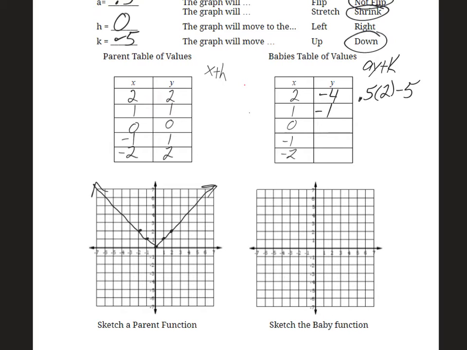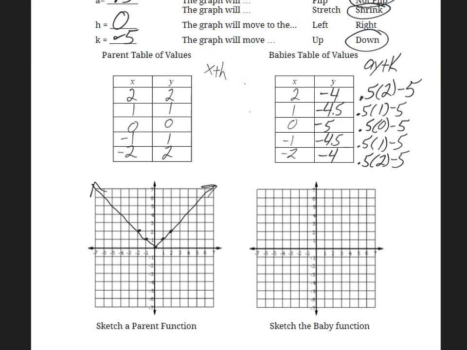We should have gotten -4.5, -5, -4.5, -4. So one more time, just double checking, we have 0.5 times 1 minus 5, 0.5 times 0 minus 5, 0.5 times 1 minus 5, 0.5 times 2 minus 5.